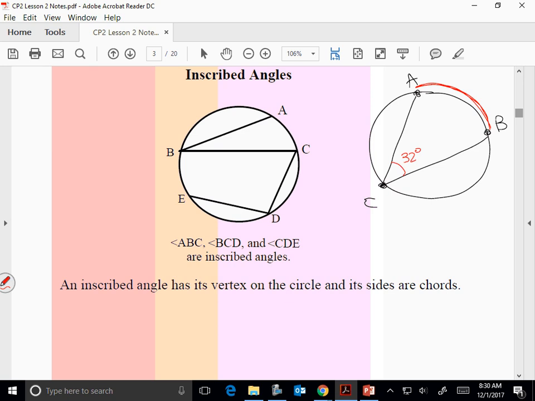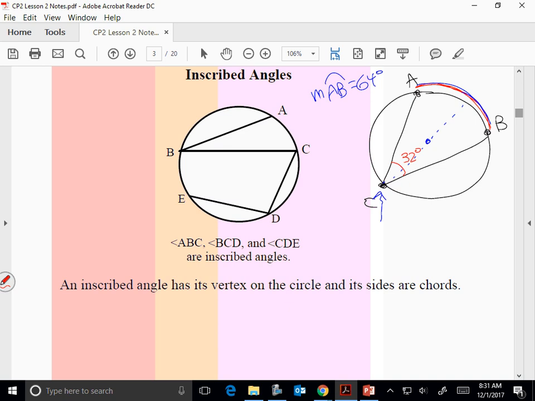How much further is this point from the opposite side, this arc? It used to be here. How much further has it been moved? It's been doubled, right? So the angle has then been halved. So the measure of arc AB would be double whatever the inscribed angle's measure is. So the inscribed angle's measure is 32, therefore its intercepted arc would be double that.